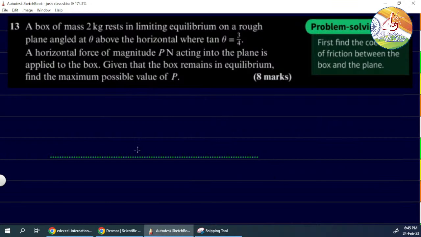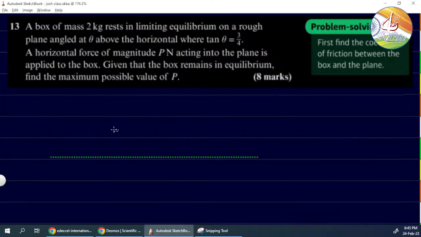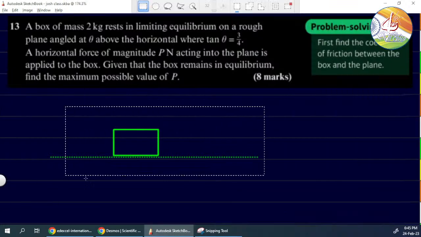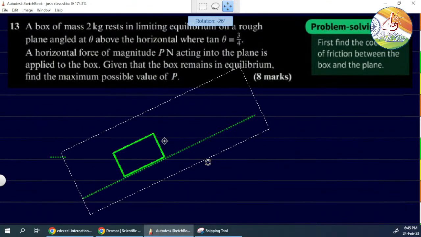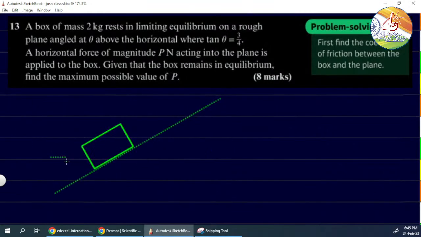So let me take the box, and then we need to incline this. It will be inclined, right? So this is at an inclination. What is the angle of inclination? The angle of inclination is theta.